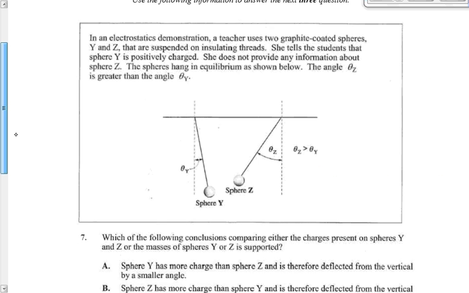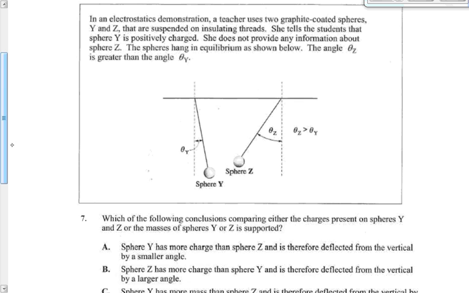Oh, here we go. I like this scenario here, the 2 or 3 questions that go along with this. Here's 2 charges. The first one is positive, and that's all we're told. We want to know something about the second one, sphere Z. Well, let's not even look at the question right now. We know that sphere Z is attracted to sphere Y, right? Well, then what's it got to be if it's attracted to sphere Y?